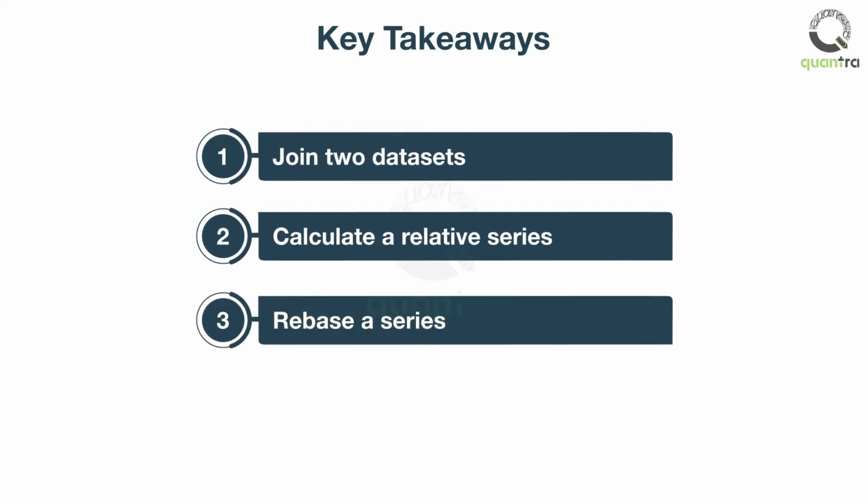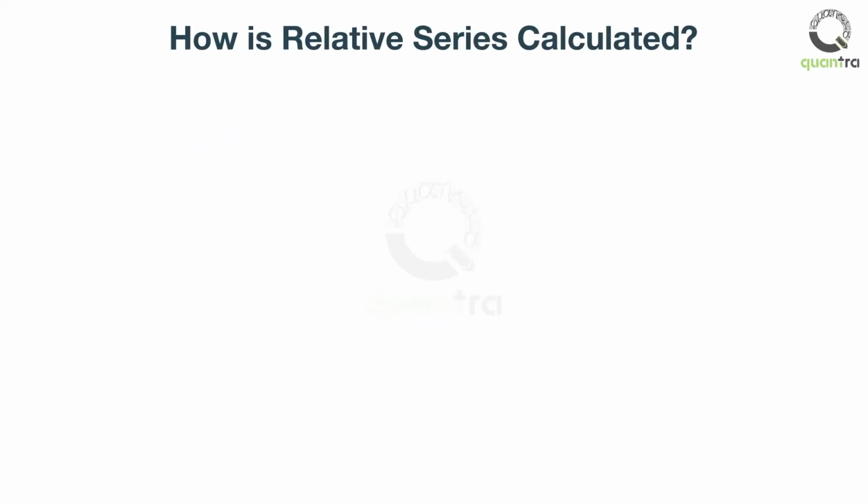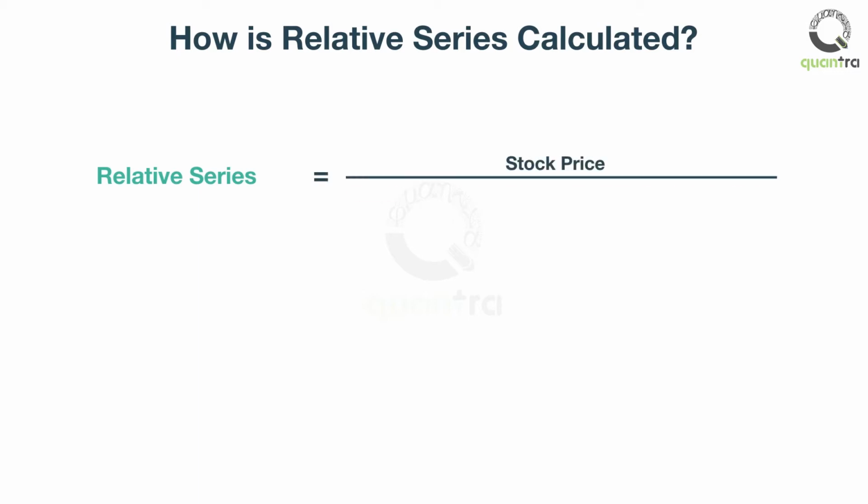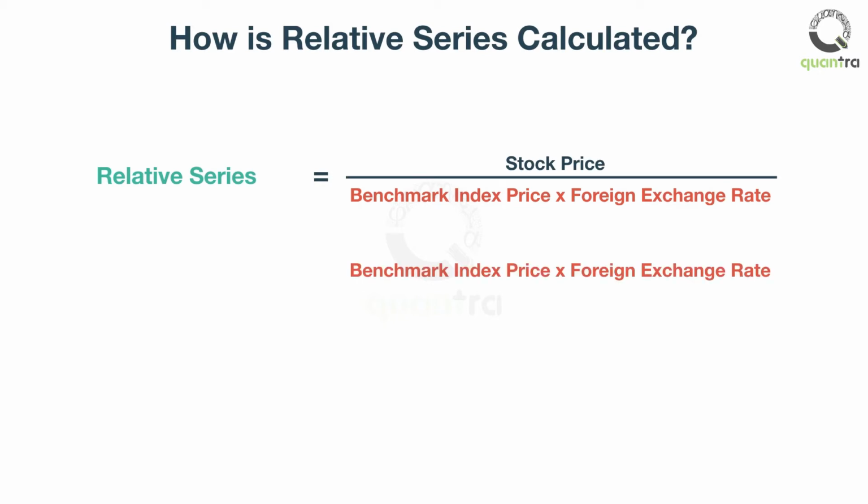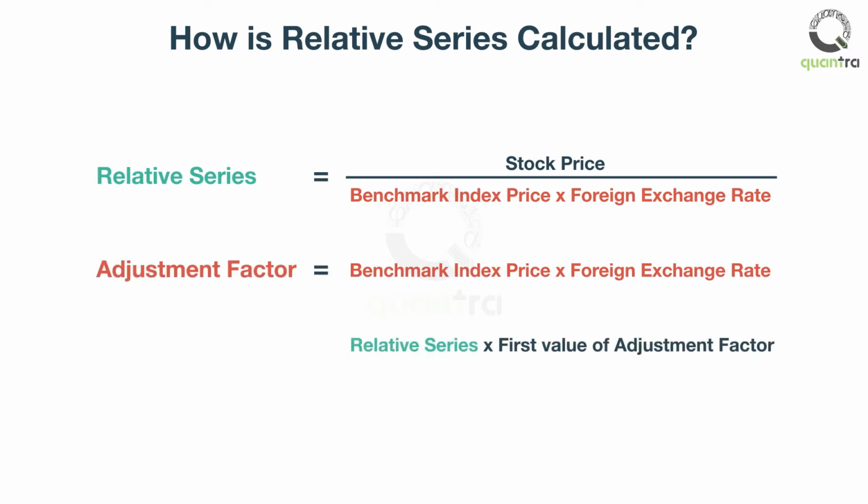rebase a series. The most popular method to calculate the relative series is to divide the stock's close prices by the close prices of the index and the exchange rate. The product of benchmark index price and foreign exchange rate is often known as the adjustment factor. We multiply the relative series with the first value of the adjustment factor to create a rebased series. Rebasing makes it easy for us to compare the absolute stock price and the relative series.